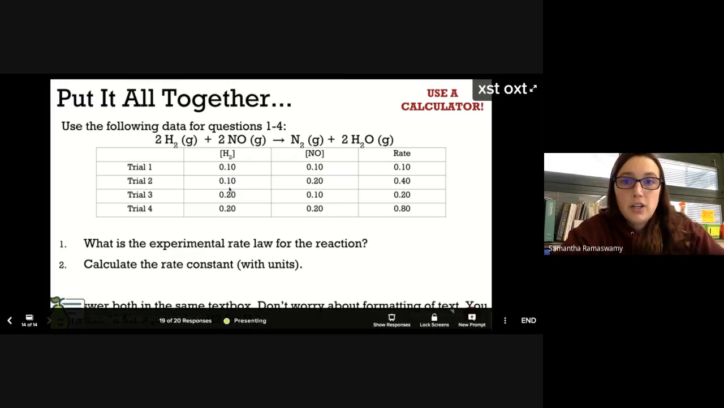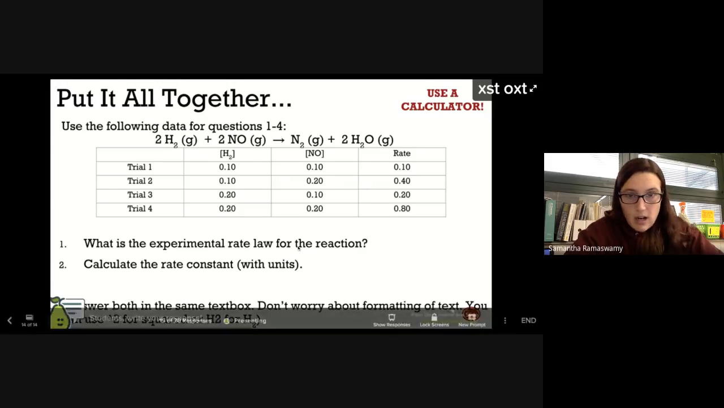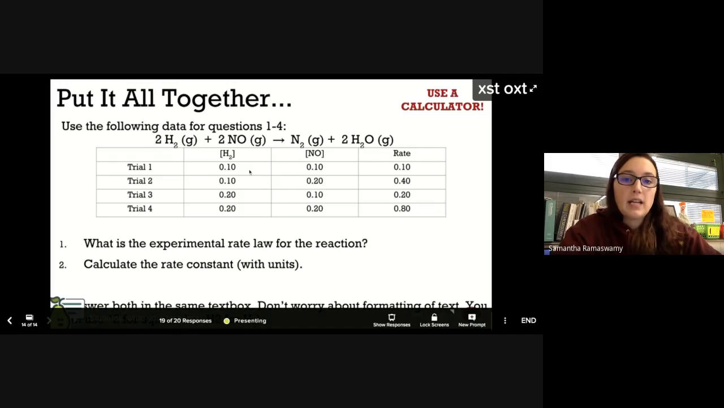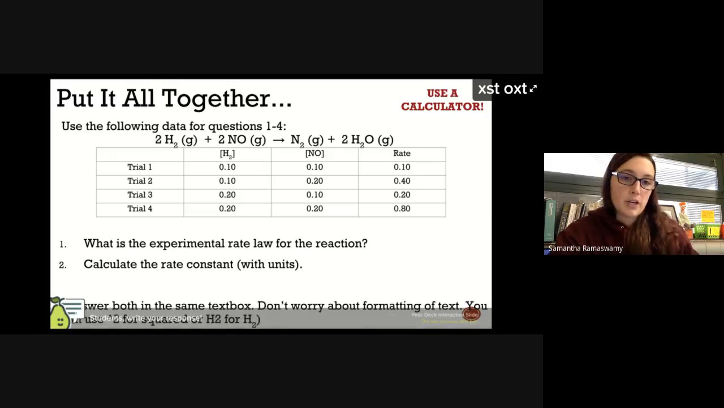All right, good. So that was kind of putting it all together, looking at writing a rate law, and using that rate law to calculate the rate constant. Remember that you always have to focus on one of the reactants changing while the other one stays constant. And you just have to ask yourself, how is the rate changing based on concentration?